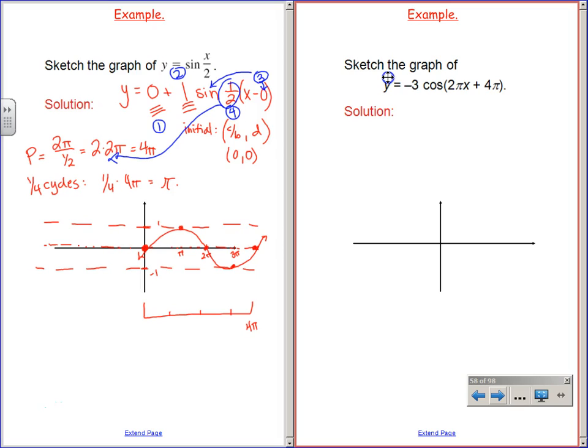We're going to rewrite it in just 1 second, but I want you guys to look at this equation and then look at the one that we were just using a second ago. How might you rewrite this guy to be ready to figure out who's my D, who's my A, who's my C over B? What are my quarter cycles? Well, what's my period? And then what are my quarter cycles?